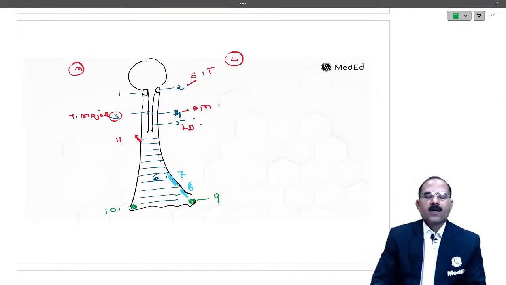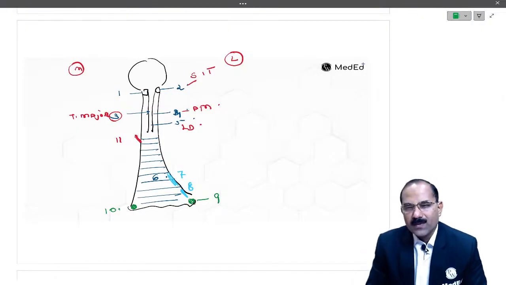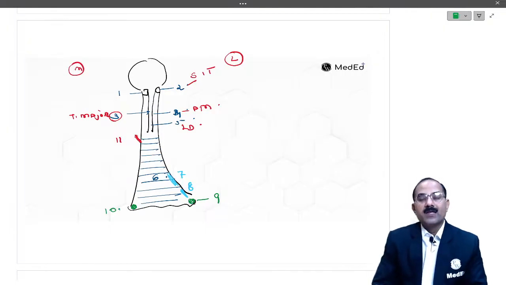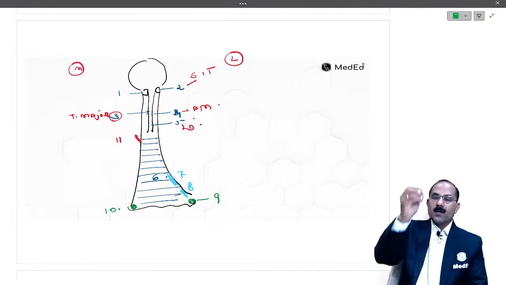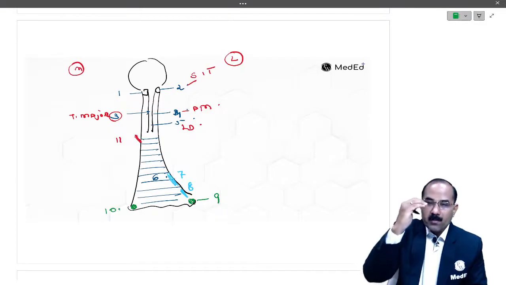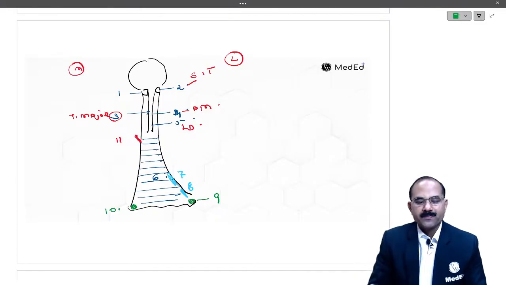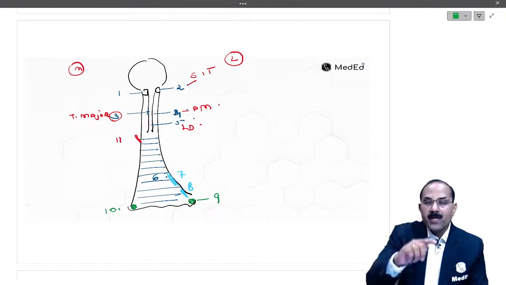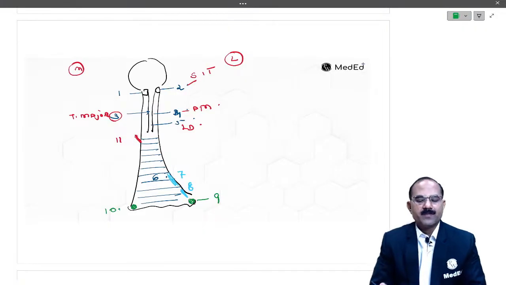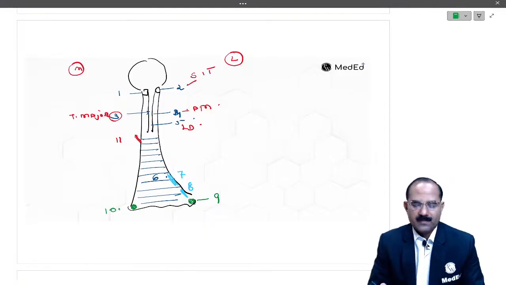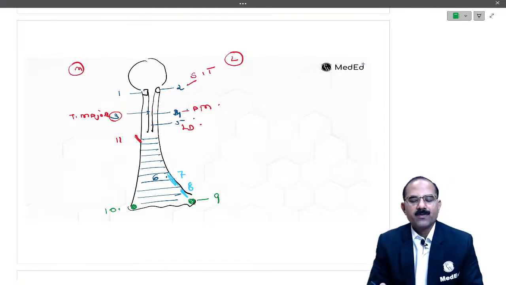Okay, can someone tell me number 11? What is number 11? Number 11 is a muscle which is attached to the medial aspect of the middle half of the shaft of the humerus. I'm asking, number 11. Yes, children, say it.